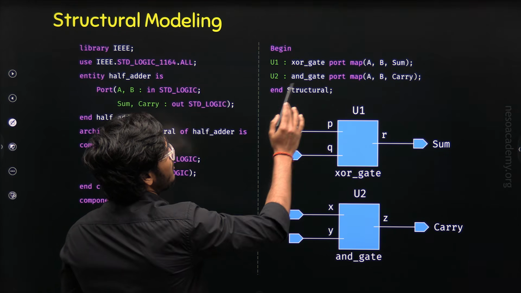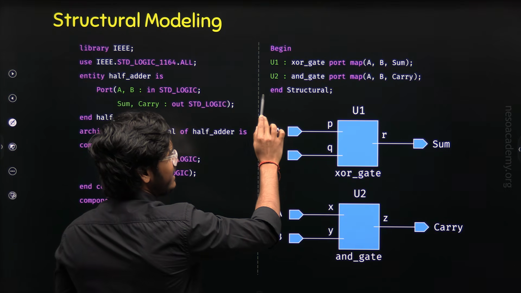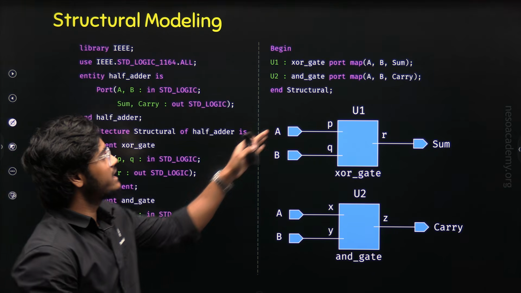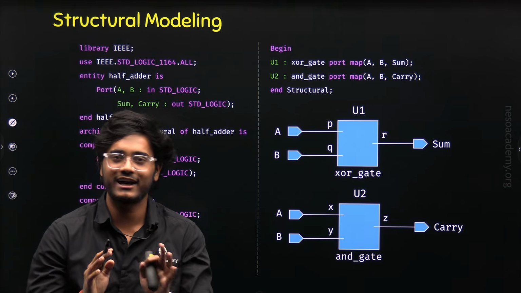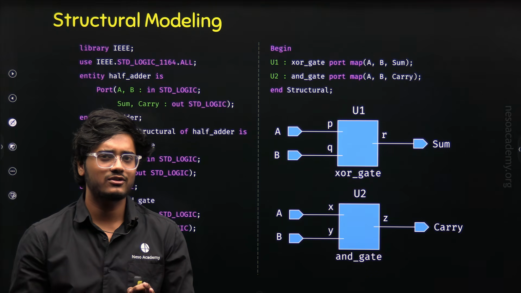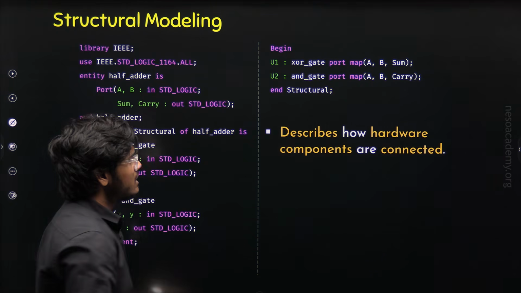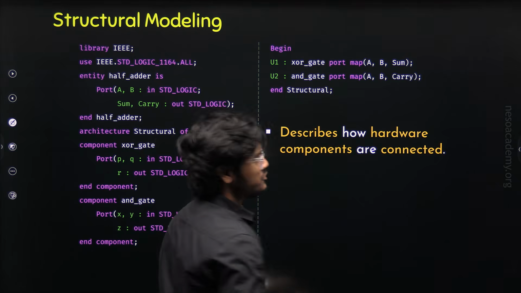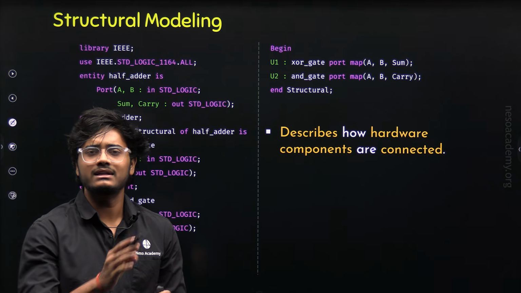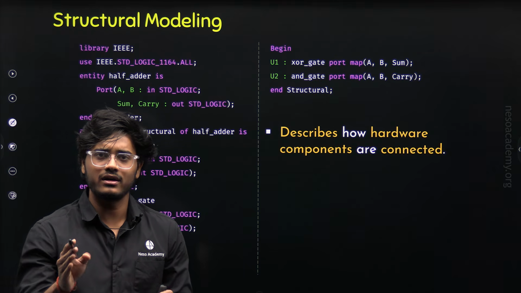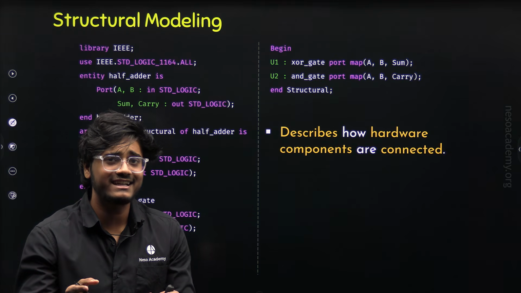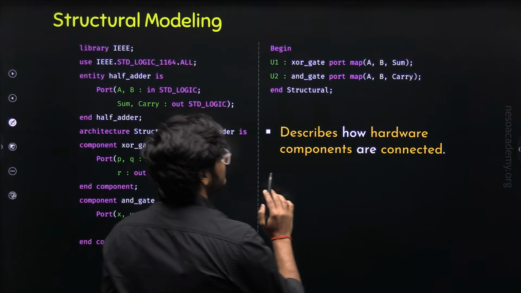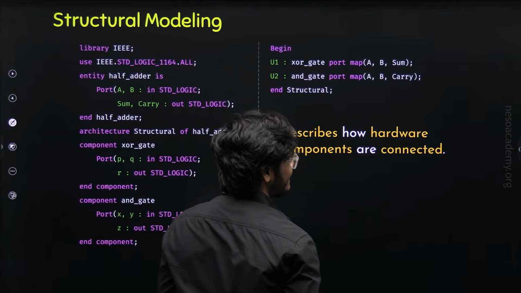Now, after port mapping, we can end this architecture using the keyword end and the name of the architecture, structural. So, this is the complete structural modeling code for the half adder. Now, let me quickly summarize what we have just discussed. Structural modeling describes how hardware components are connected. So, in structural modeling, we describe the internal circuit structure, where we see how the circuit is physically connected using components and their interconnections.